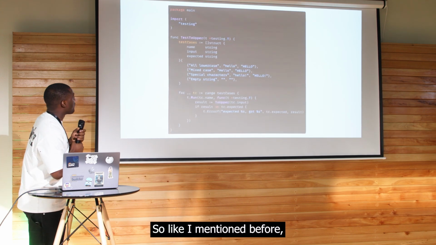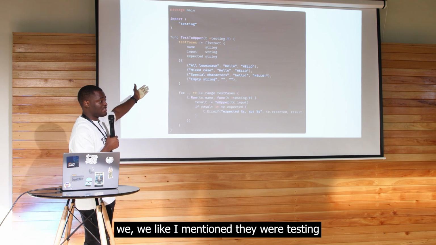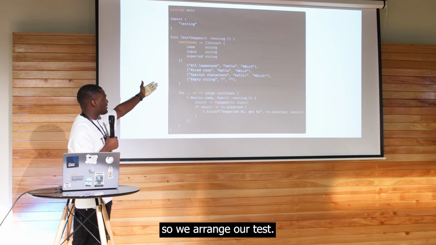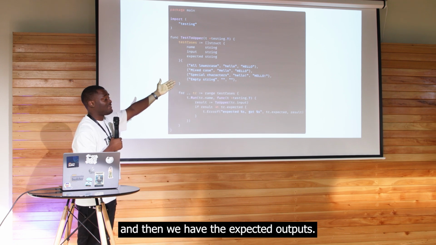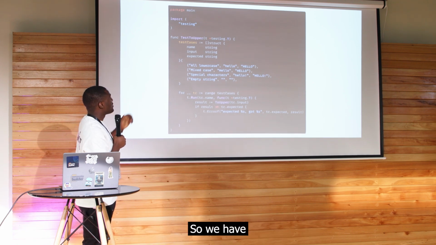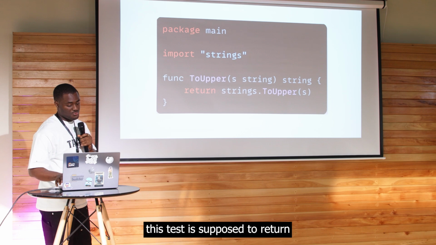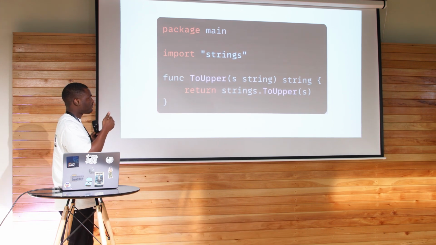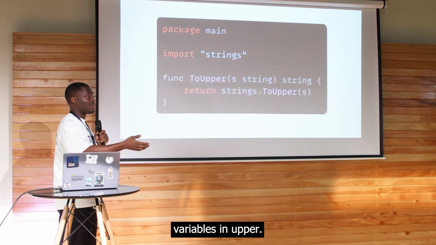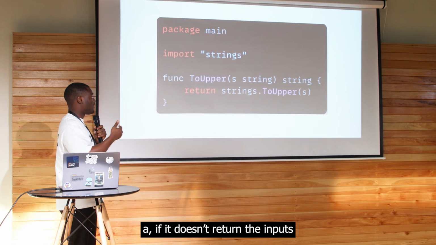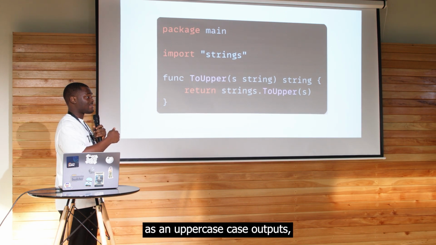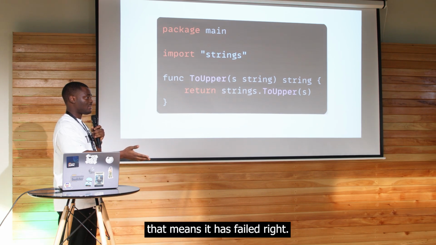So like I mentioned before, table testing. We arrange our tests. This is the name of the test, then we have the input, and then we have the expected outputs. So you remember this test is supposed to return the variables in upper case. If it doesn't return the input as an uppercase output, that means it has failed, right?